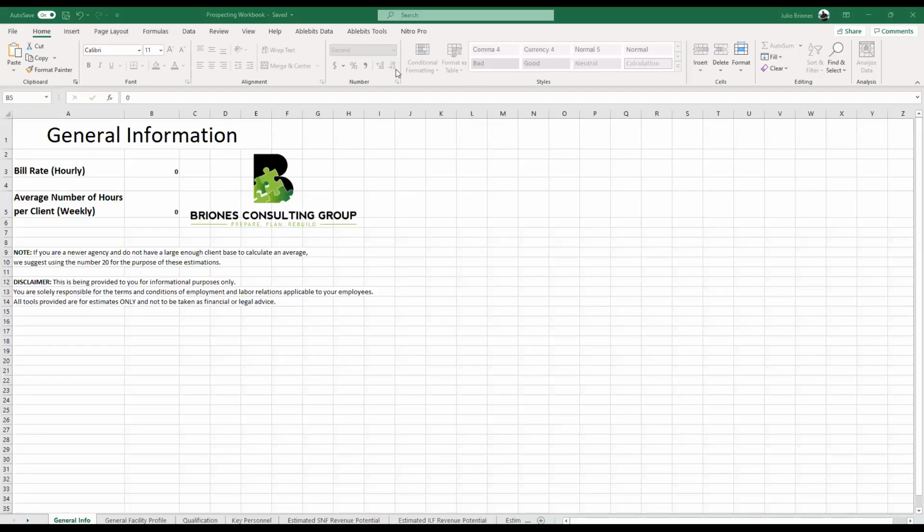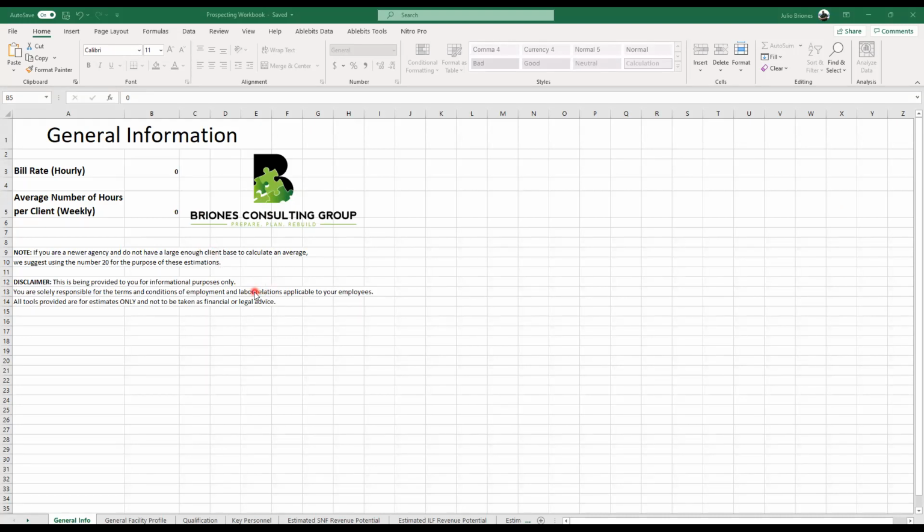Now, it all begins with some general information. Our tool is designed to help you come up with the data that you're going to need in order to properly build out your prospecting and decide which facilities are going to be worthwhile and which ones are not, as well as to be able to analyze the costs per marketing visit to see how much you are spending per facility and whether or not that expense is actually worthwhile.